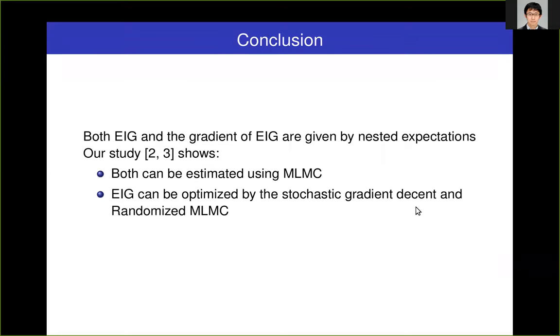This is the conclusion of my talk. Both EIG and the gradient of EIG are given by nested expectations. And our study shows that both can be estimated using MLMC. And EIG can be optimized by stochastic gradient descent and randomized MLMC, both theoretically and numerically.